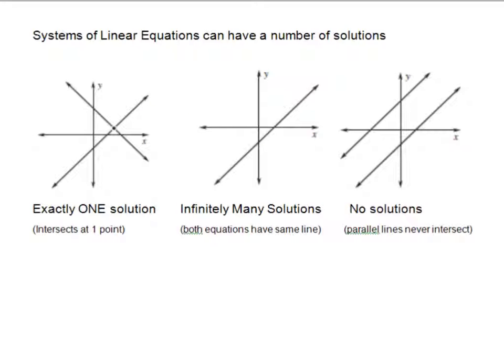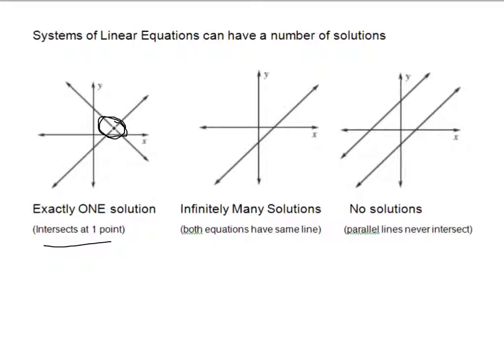Okay, so something that we talked about with linear equations is that they can have 3 different types of solution. You can have 2 equations where you have exactly one solution. That's the example that we just did. There's our solution. Intersects at one point.